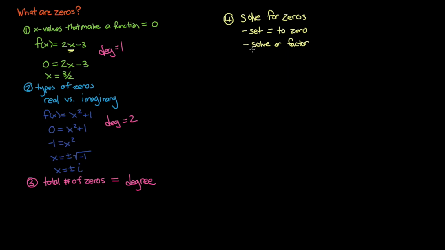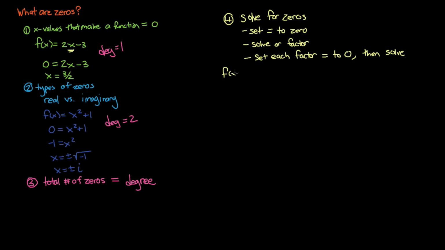If you solve, that's great. If you can solve at this point, you get your answer. If you had to factor, the next step would be set each factor equal to 0. And then solve. And that would get you your zeros. In the example we're going to look at right here, we're going to go straight to the factored form.